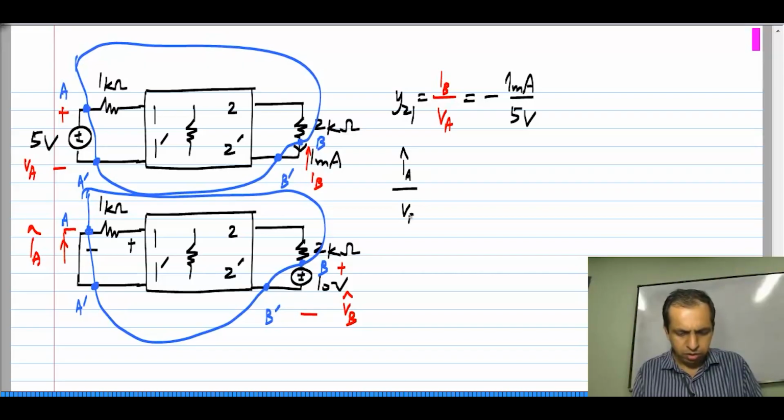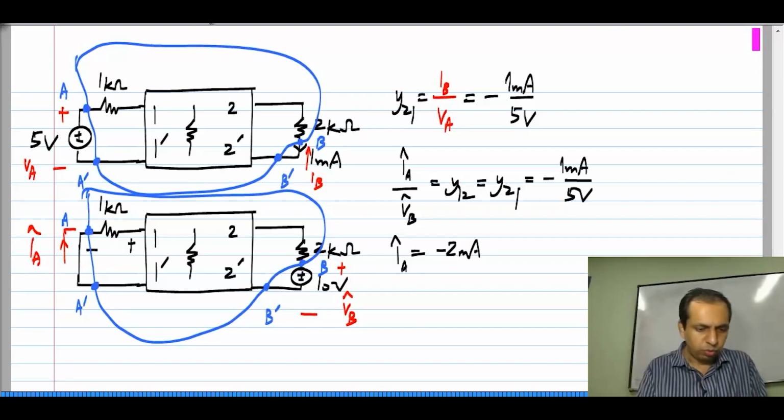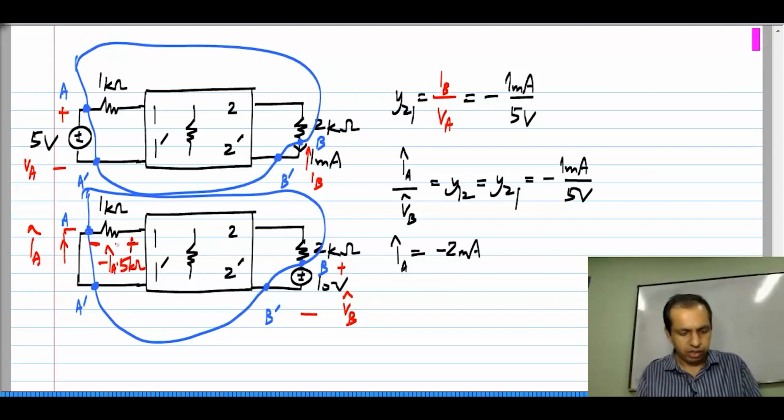We know that IA hat by VB hat is basically Y12 of this network, which of course is the same as Y21, and that is given by minus 1 milliamp by 5 volts. So, IA hat itself will be this number times VB hat, which is 10 volts. That means I get IA hat to be minus 2 milliamperes. Now, the voltage that I want is nothing but minus IA hat times this resistor, which is 5 kilo ohms.